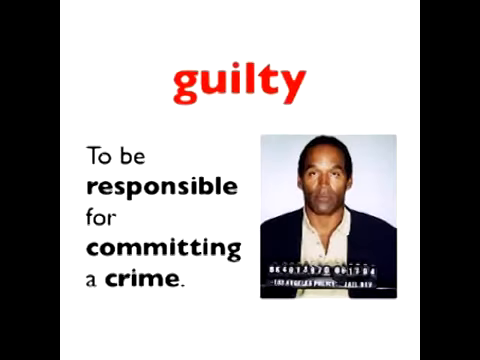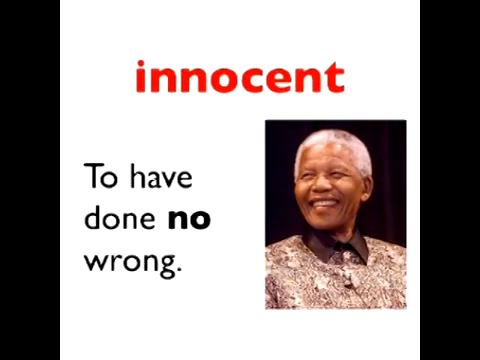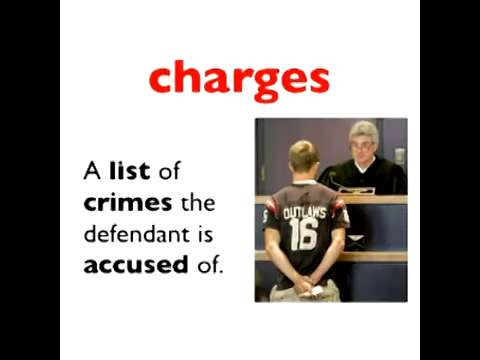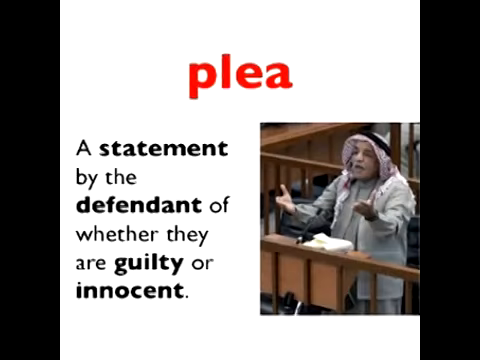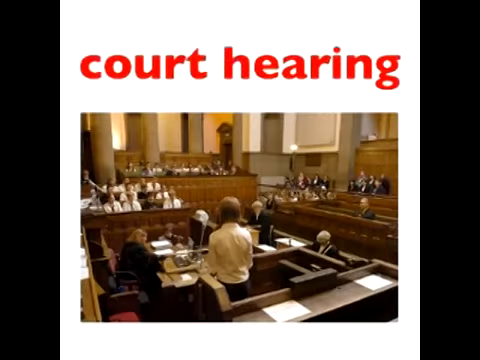The defendant is the person who has been accused of a crime. If the defendant is found guilty, it means it has been proven that he or she committed the crime. And if they are found innocent, then they have not done anything wrong. At the beginning of a court case, the charges against the defendant will be read. The charges are a list of crimes the defendant has been accused of. The defendant or the defense lawyer will then enter a plea. A plea is a statement of whether they believe they are innocent or guilty of the charges.